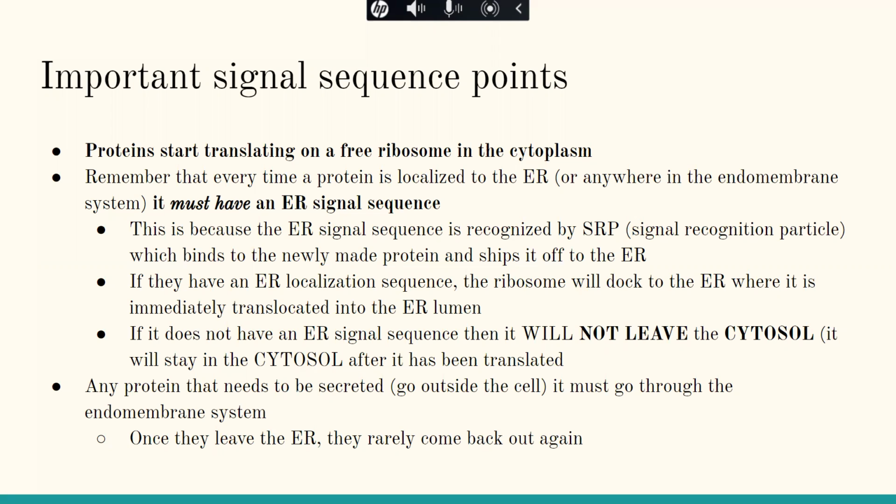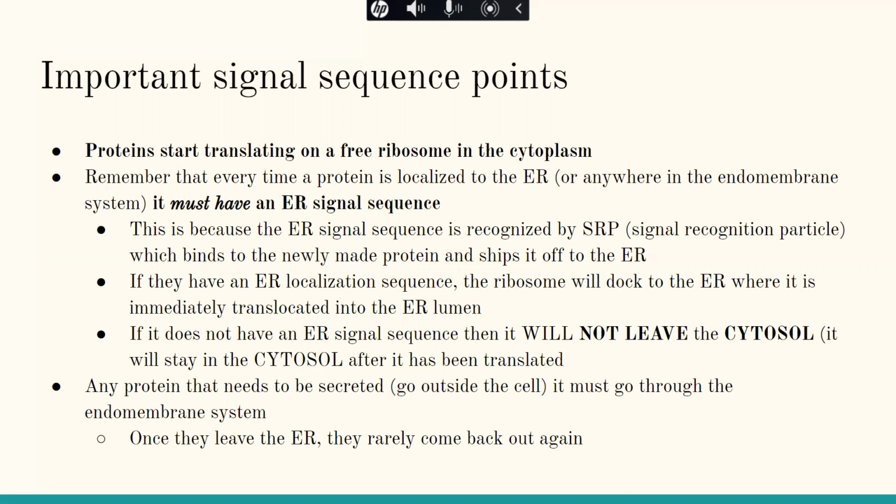So remember this, just to highlight, this only happens if the protein being made has an ER signal sequence. If it does not have an ER signal sequence, so say its job doesn't have anything to do with the endomembrane system, then it will not leave the cytosol because that's where it's made. It will stay in the cytosol after it has been translated. So basically, if there's no zip code, the protein just knows to stay in the cytosol because that's where it's being made.